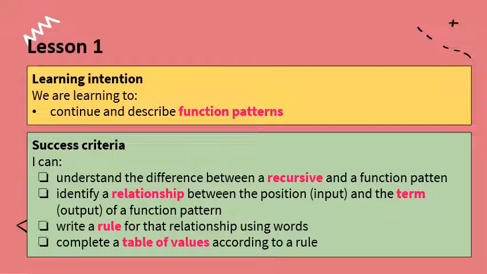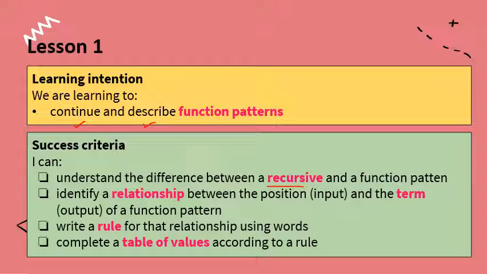Now, I've actually looked at these in the past, but I thought it might be a good idea to revisit it, particularly given that some people were getting confused with function patterns and this other type of pattern, which is called a recursive pattern. So today, you're going to be continuing and describing a function pattern. So continuing the sequence and also describing how the function pattern works. To do that, you need to understand the difference between a recursive pattern, which I mentioned before, and a function pattern. Also, you need to identify a relationship between the position and the term of a function pattern.